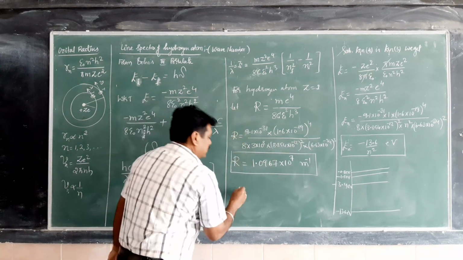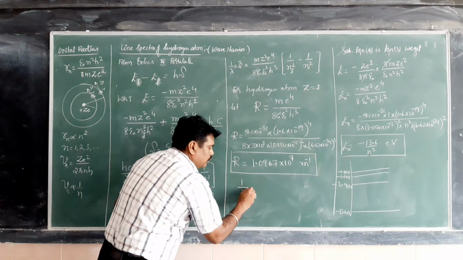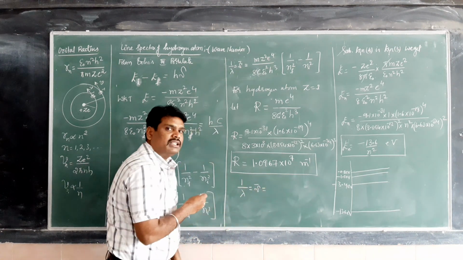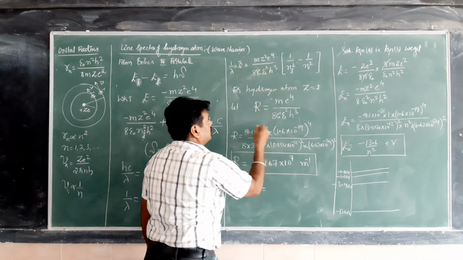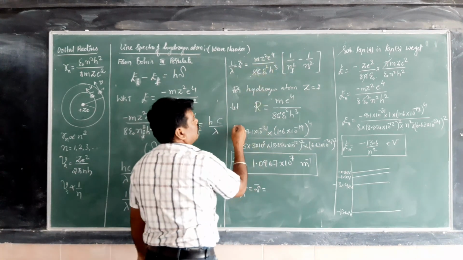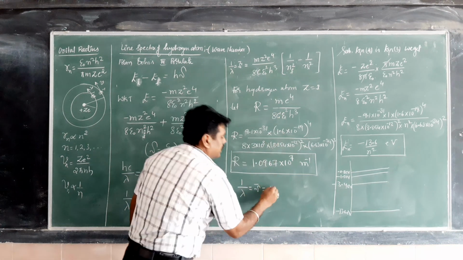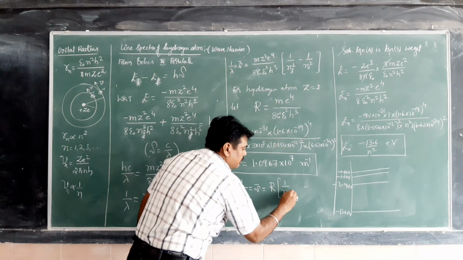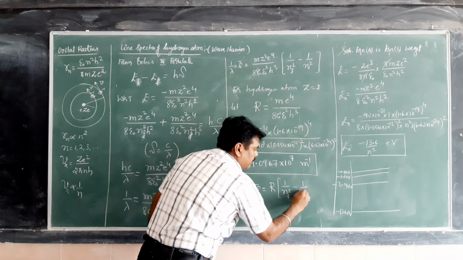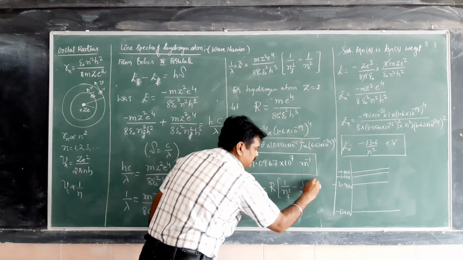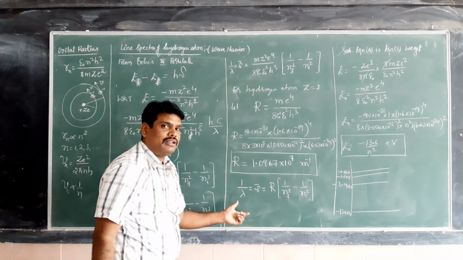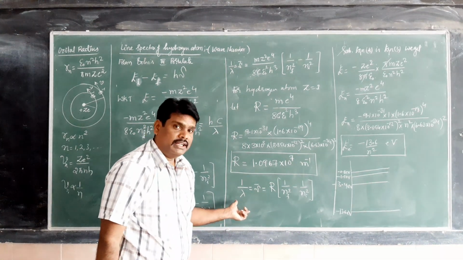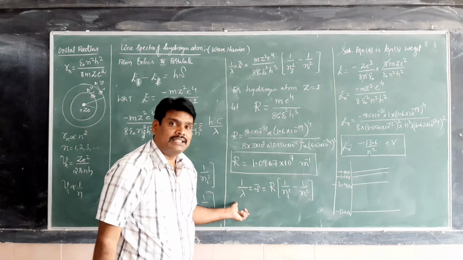So finally, the general formula for the wave number, nu bar, which is 1 by lambda, is equal to R, collectively called the Rydberg constant, into 1 by n f square minus 1 by n i square. This is the formula. You are already familiar with it, because we already discussed the different spectral series.